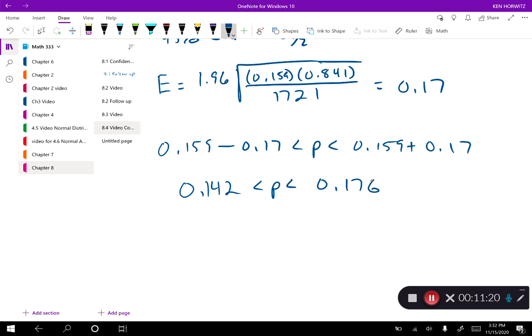0.176. All right, and again, you should always end with a sentence, writing something like, one can say with 95% confidence that the true percentage of people who buy their religious books at a Christian bookstore is between 14.2% and 17.6%.